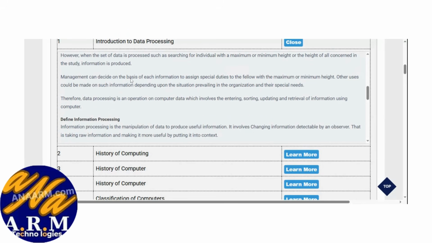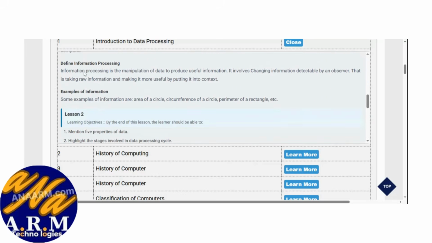Management can decide on the basis of such information to assign special duties to the fellow with the maximum or minimum height. Other uses could be made of such information depending upon the situation prevailing in the organization and their special needs. Therefore, data processing is an operation on data which involves the entering, sorting, updating, and retrieval of information using a computer. Define information processing.